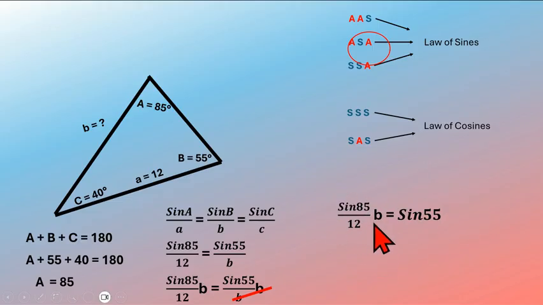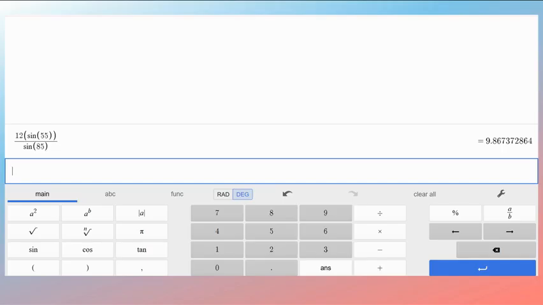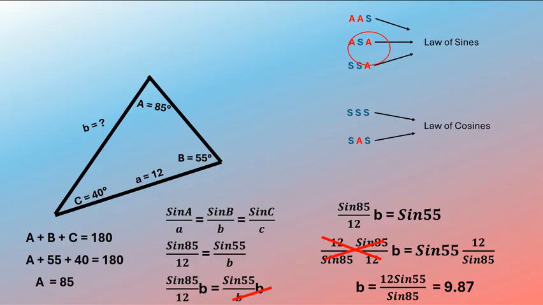And so we got this, all right, but we're going to have to do a little more work. In order to get B on a side by itself, we have to get rid of this fraction here. And the way that you get rid of a fraction is you multiply by the reciprocal of the fraction. So we put the 12 on top and the sine of 85 on the bottom. So we multiply both sides by this. We'll see this cancels out on the left side, leaving all that there. And then we're going to put that into a calculator, going to Desmos and entering it in. We get 9.867, and we'll round that to 9.87.